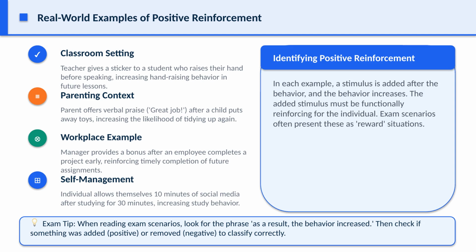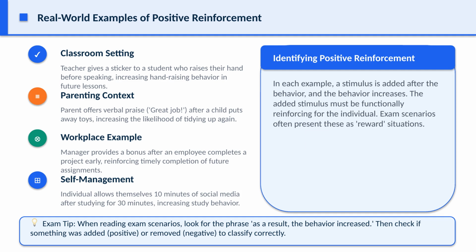On this slide, we're examining real-world applications of positive reinforcement contingencies, a core component of Task B.4 on the BCBA exam. In each example, a behavior is followed by the addition of a stimulus, a sticker, praise, a bonus, social media access, or an edible that increases the future frequency of that behavior. For the exam, you must recognize that positive reinforcement is defined by the effect on behavior, not by the pleasantness of the consequence. A sticker only functions as a reinforcer if hand-raising increases. If it doesn't, it's not reinforcement.